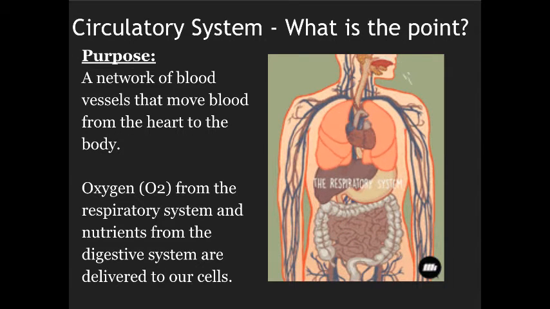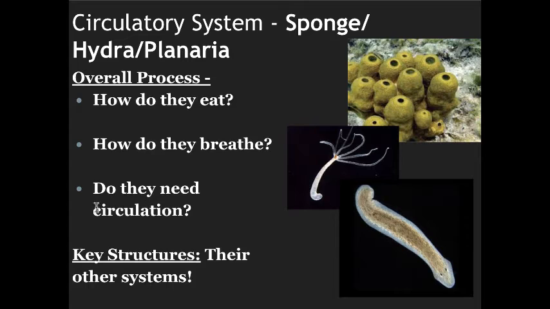Now, circulatory systems are carried out quite differently. For example, we talk about our model organisms we've been looking at in comparison: sponges, hydra, planaria. How do they eat? Well, the sponges are our filter feeders, if you remember that term. Basically, they swoop food through the bottom and out the top, and the cells are able to grab onto it.